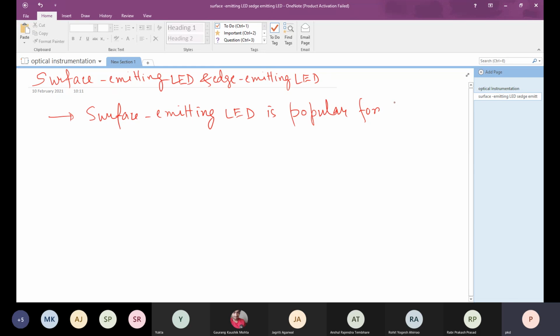For fiber pigtailed LED. So the structure is based on the heterostructure basic.